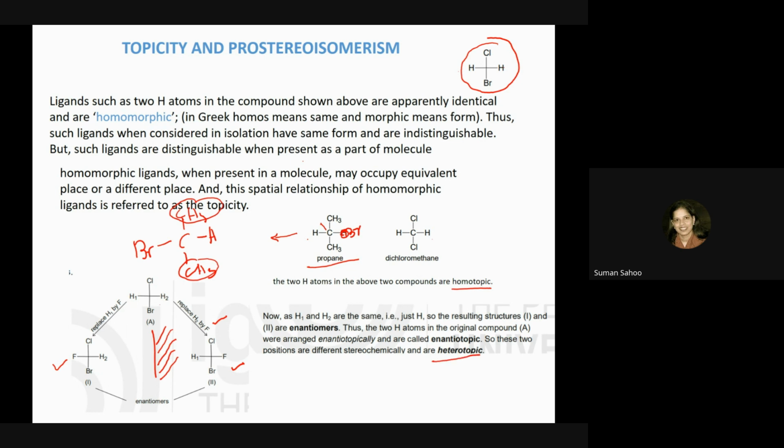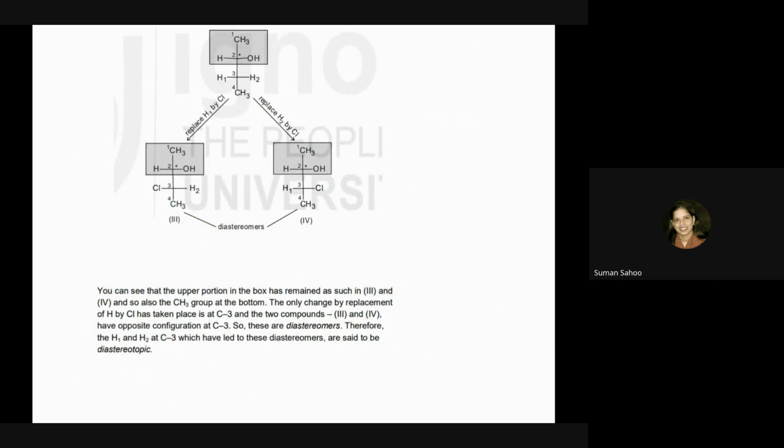Okay, they are heterotopic because they are giving you two different molecules. Two different isomers, stereoisomers, and as these stereoisomers are enantiomers, so these hydrogens we would tell them as enantiotopic. So homomorphic, homotopic, and heterotopic. Again heterotopic, here we get your enantiotopic.